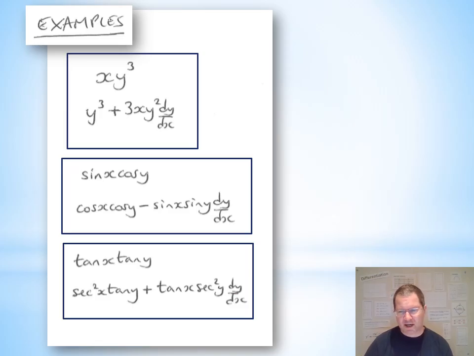And then for tan x tan y, if u equals tan x, then du by dx equals sec squared x. Whereas if v equals tan y, then dv by dx equals sec squared y dy by dx. And then cross multiplication again for the product rule gives us the answer there.